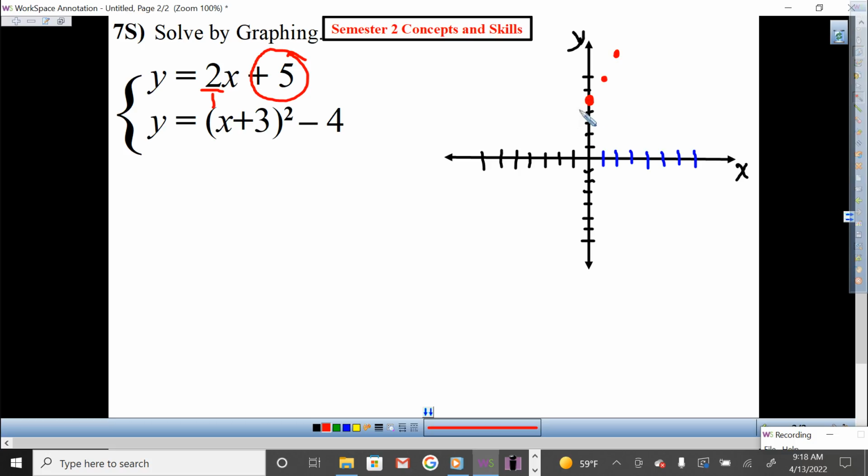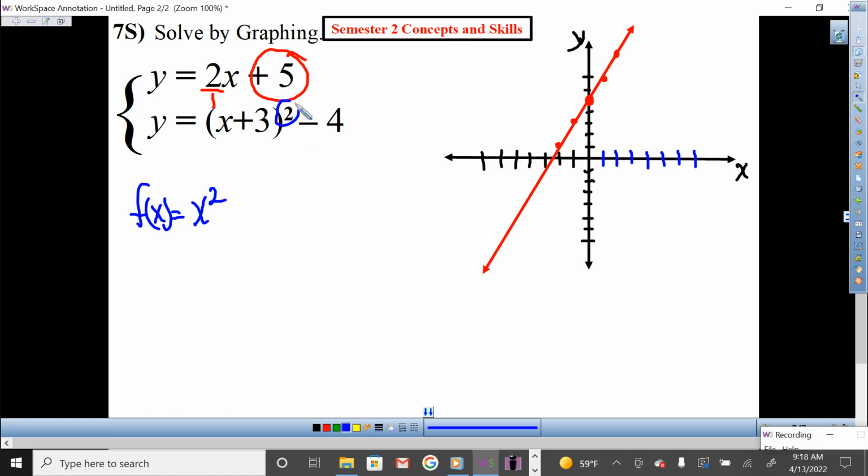Now check this out. In order to go the opposite direction, instead of going 2 steps up, I'm going to go 2 steps down and 1 to the left. 1, 2, 1 to the left, plot my point, do it again, 1, 2, 1 to the left, plot my point, graph my line, okay? Let me graph my line. Something like that, yeah? Hands up if you got something like that, yes?